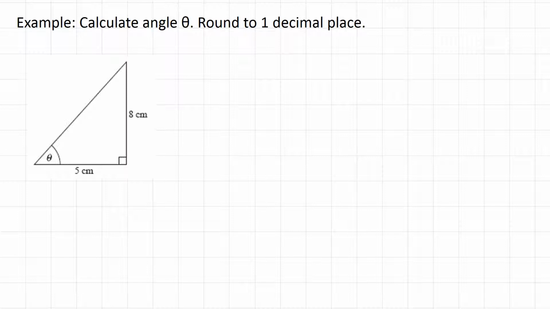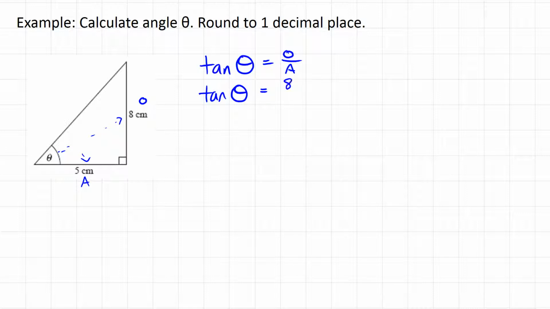So now I'll show you how we can do this for a triangle. So we want to find angle theta, rounded to 1 decimal place. Well, here it is in the triangle, and it looks like we know the opposite side and the adjacent side. So for our 3 trig functions, tangent is the one with opposite and adjacent. So we could say that tan of angle theta is equal to opposite over adjacent, or tan theta is equal to 8 divided by 5.